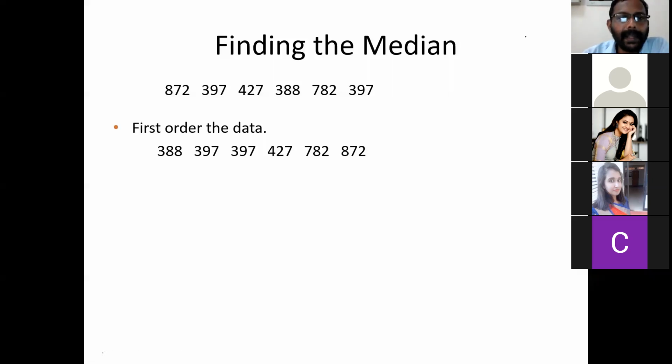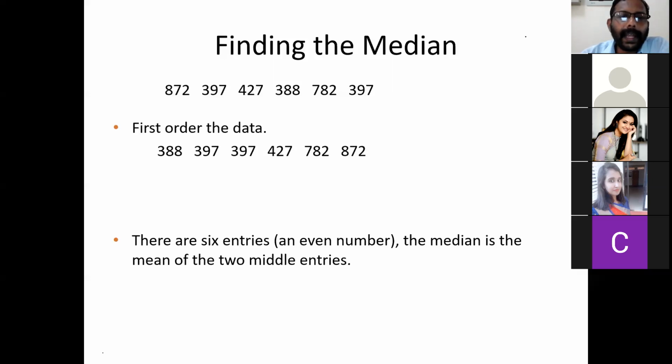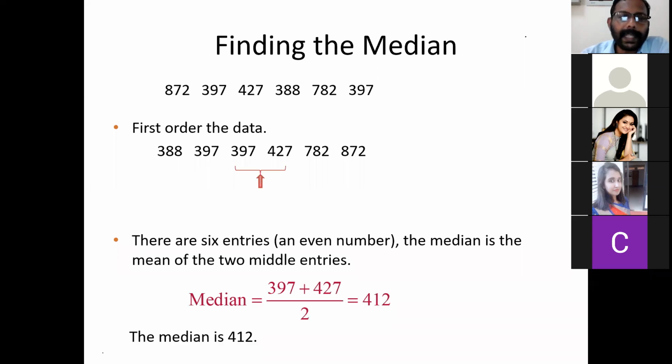This is an even number. First, we will have to order the data. There are 6 entries, right? An even number. The median is in between the 2 middle numbers. So, in between those two, 397 and 427, take the average, which is the median. Right? Take the average, that will be your median. So, median is the value 412, that is coming somewhere there. Right?